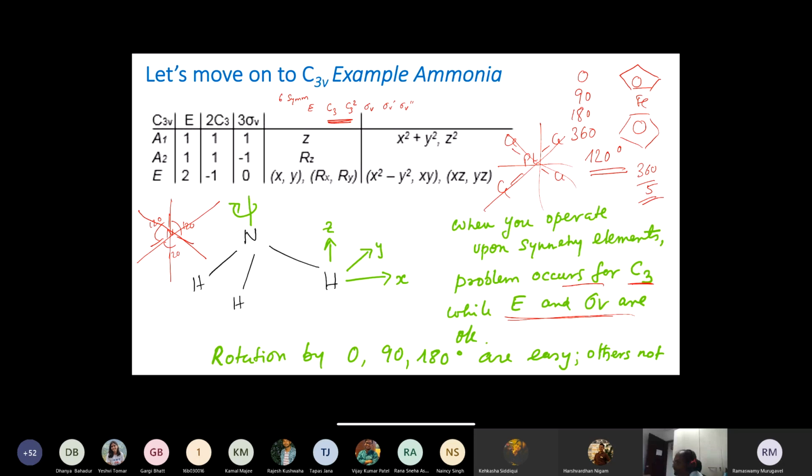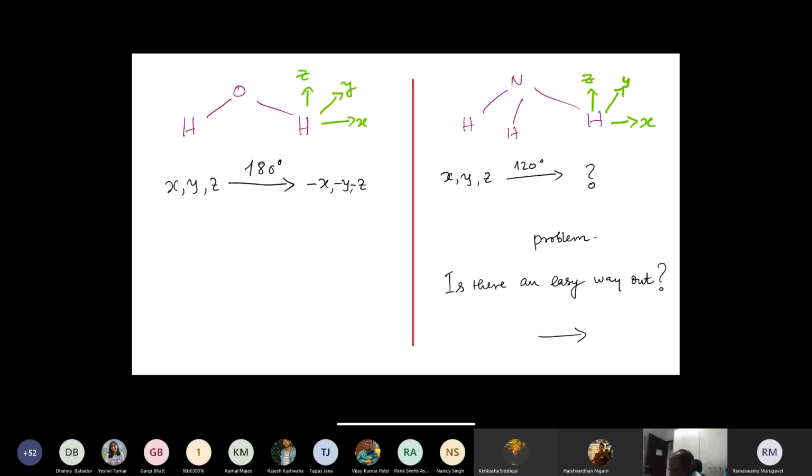using trigonometry. You don't have to worry about it, because although the mathematicians have done a detailed derivation, subsequently people have simplified it for people who do not have a mathematical background, who still get the same answer. That's what I'm going to show in the next slide. The rotations by 0, 90, 180 are easy, others are not. How do we come to this? This is what exactly I've shown here.